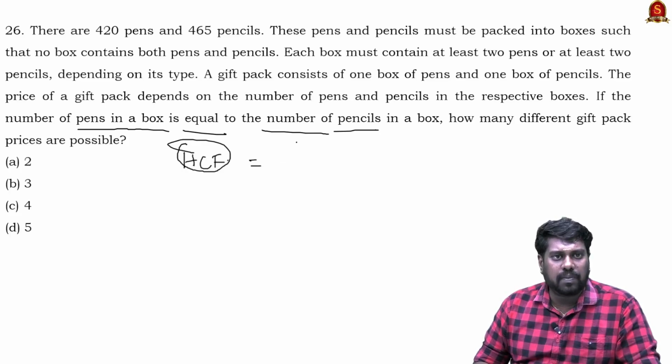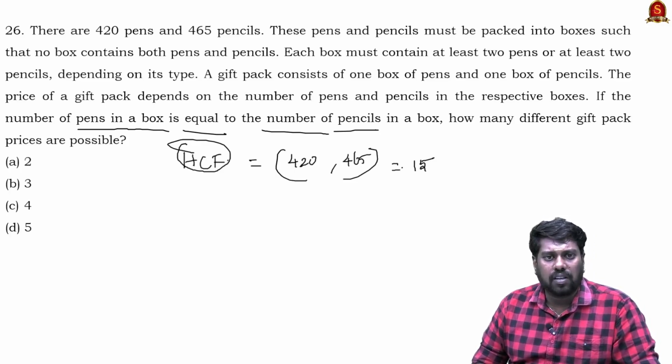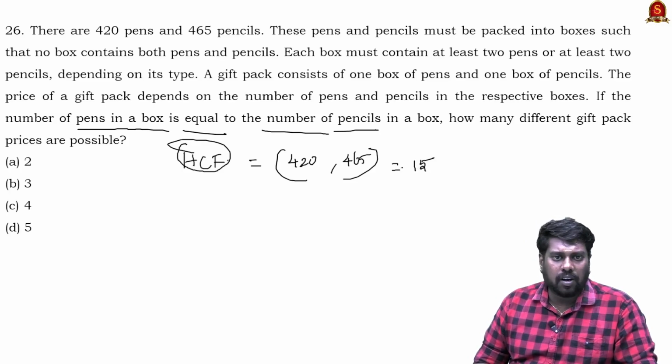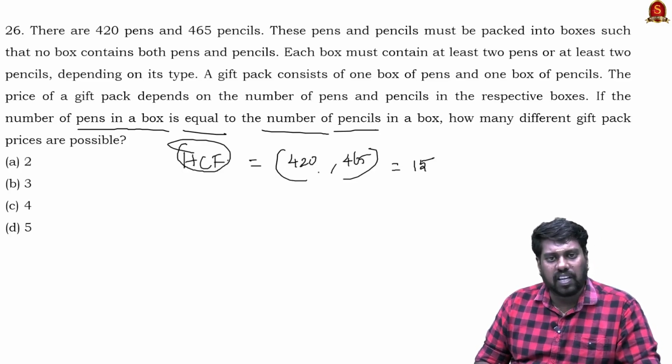There are 420 pens and 465 pencils. 420, 465. We need to find out the HCF of these values. Finding the HCF of these two values is very simple. It is just 15. 15 is the HCF. HCF means the largest number which can divide both these numbers. It is sufficient if you find the factors of 420, and out of those factors only 15 will divide both these numbers, 420 and 465.